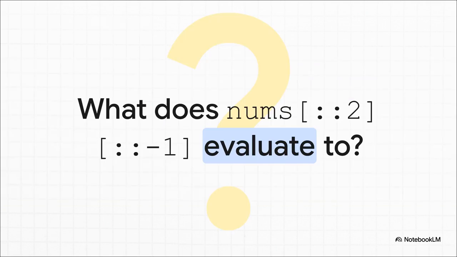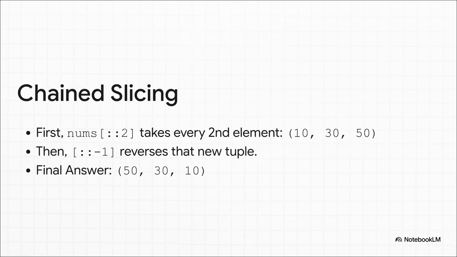Okay, let's kick it up a notch. Slicing can get really cool when you chain operations together. Check out this code. We're doing 2 slice operations, one right after the other. What do you think the final result is going to be? Let's break this down. Python just works through these chains one step at a time. First, it sees nums[::2]. That goes through the tuple and grabs every second element, which gives us a new temporary tuple, 10, 30, 50. Then, it applies the second slice, [::-1], to that new tuple. And that slice is a classic trick for reversing something.